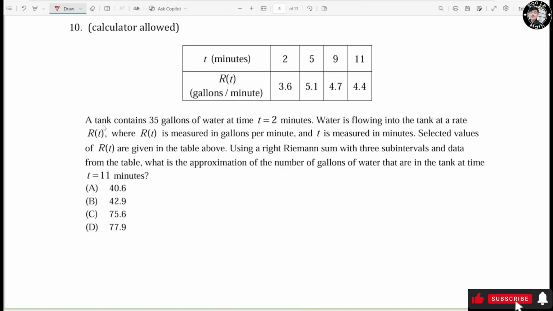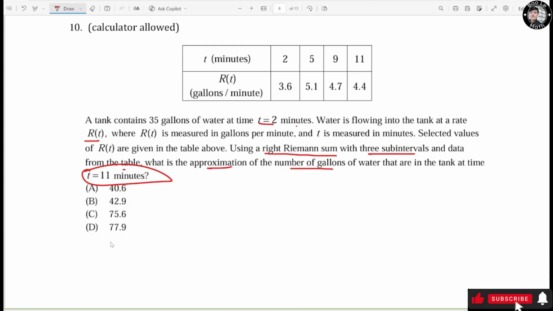Now question 10. A tank contains 35 gallons of water at time t equals 2 minutes. Water is flowing into the tank at a rate R of t, where R of t is measured in gallons per minute and t is measured in minutes. Selected values of R of t are given in the table above. Using a right Riemann sum with 3 subintervals and data from the table, what is the approximation of the number of gallons of water that are in the tank at time t equals 11?